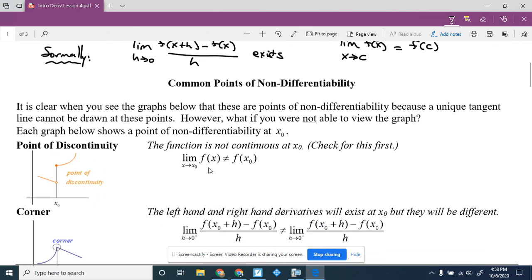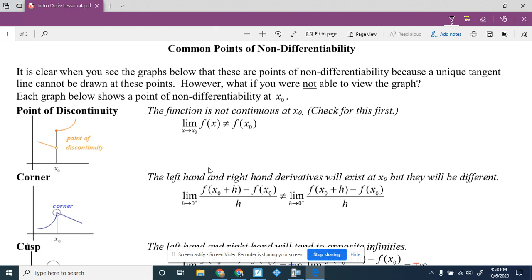All right, so let's start this conversation by first talking about common points of non-differentiability, so points where you can't find a derivative. It should be clear that in the examples I'm about to give, you can't really draw in a unique tangent line at any of these points, but there are formal algebraic or calculus-based reasons for why they are points of non-differentiability. So we start with a point of discontinuity. In fact, you always start with that. This is something you always check first. If you are discontinuous, then you cannot be differentiable at that point.